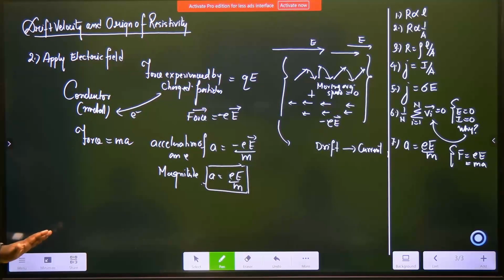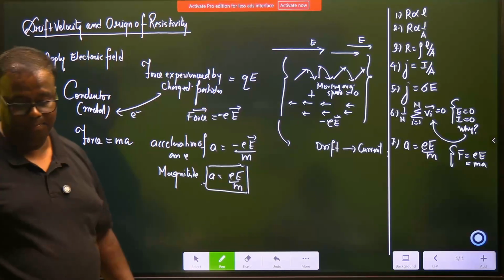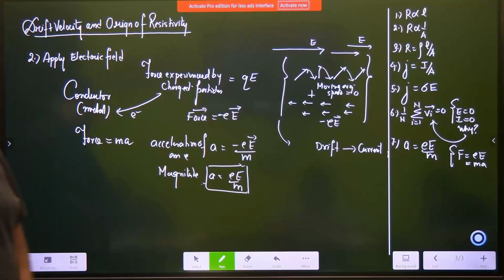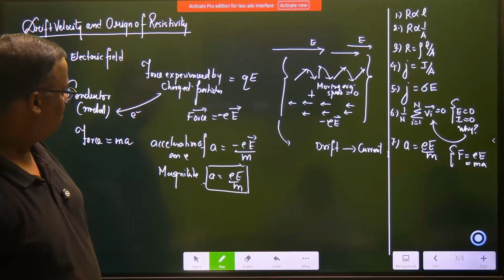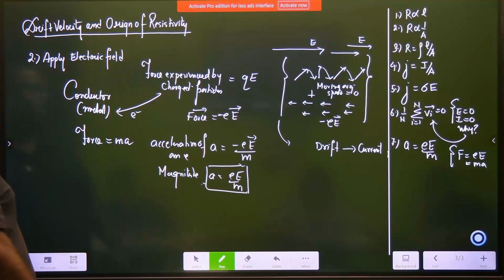Did you understand the negative story? Negative is just when I see it as a vector part. I didn't write what is m. I hope you understand what is m. m is the mass of an electron. m is electron mass.